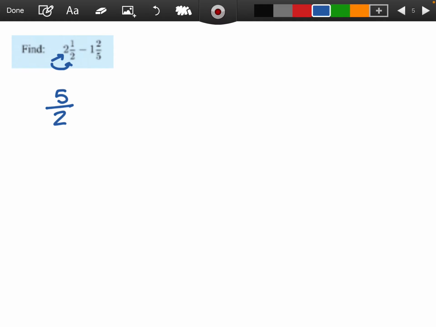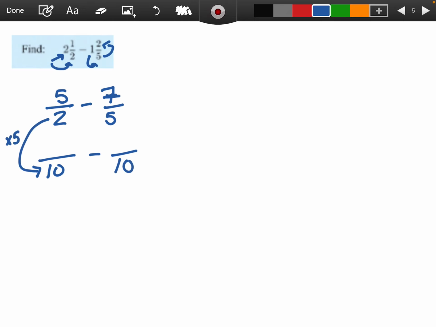so this becomes 5 over 2, minus large number times denominator, which gives me 5, add the numerator, which gives me 7, so that becomes 7 over 5. Now I need a common denominator between 2 and 5. I'm going to go with 10. So I multiplied my 2 by 5 to get to 10, so I have to multiply the top by 5 as well to give me 25 over 10.